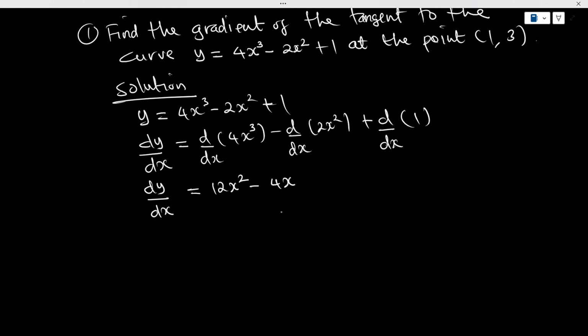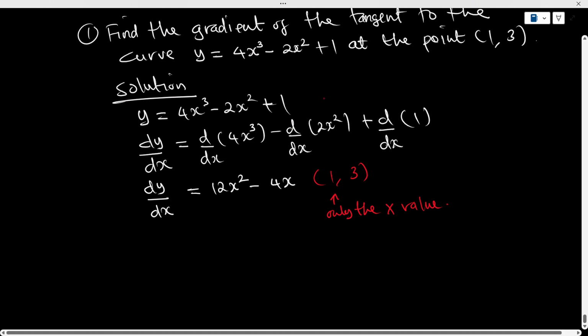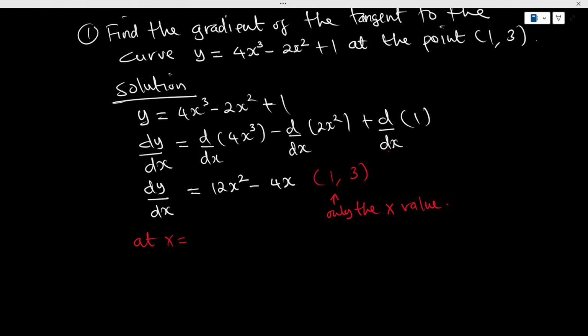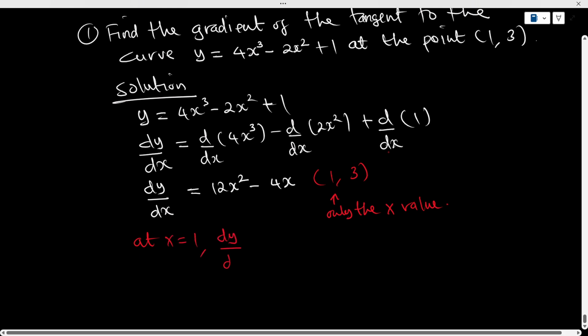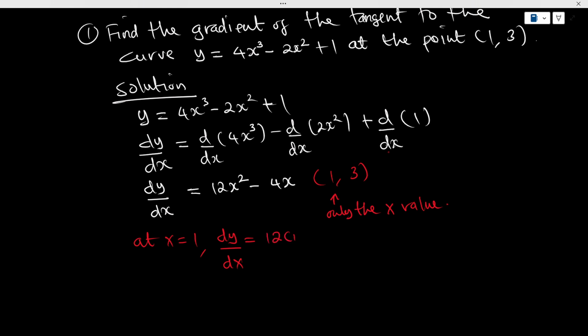Now we can find the gradient at this point. The point is (1, 3). The given point is (1, 3). We're only looking at the x value. So we can say that x equals 1, dy over dx should be equal to 12 times 1 squared minus 4 times 1, and the answer should be 8.